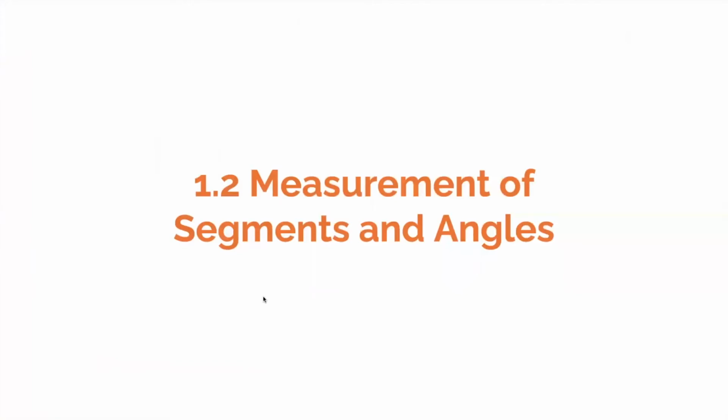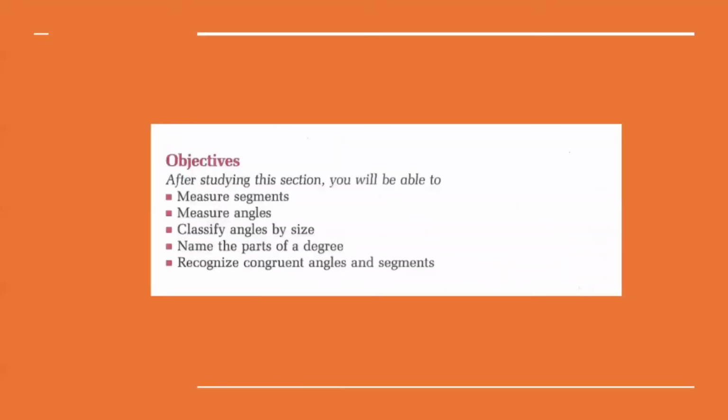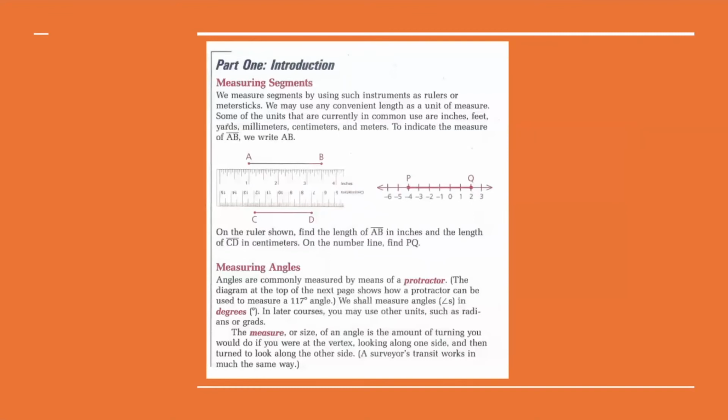Section 1.2, Measurement of Segments and Angles. In this section, we will learn about measuring segments, angles, classifying angles, naming parts of a degree, and recognizing congruent angles and segments. We measure segments by using instruments such as rulers or meter sticks. We can see here that AB measures 2.5 inches and CD measures 5 centimeters. And we can see that PQ is 6 units.